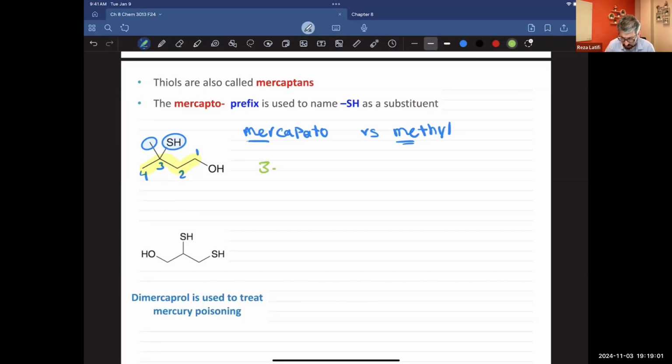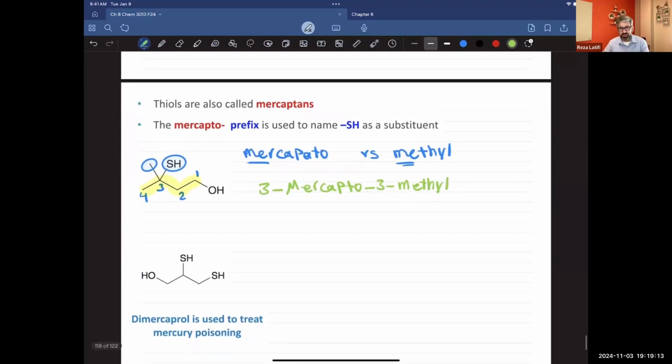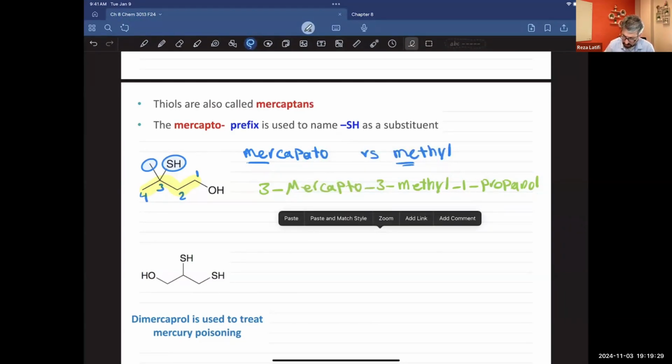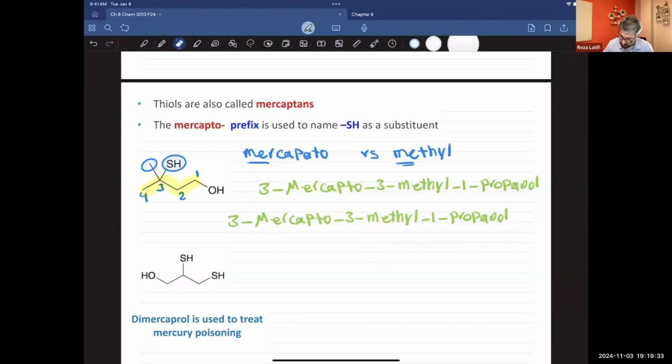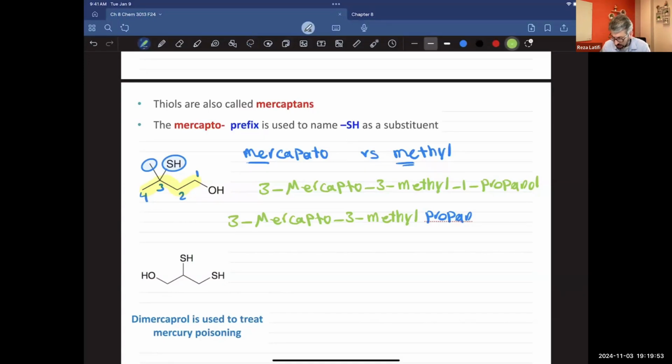So this is going to be 3-mercapto, and then 3-methyl. And where is OH? On the first carbon, so I can say 1-propanol. That's one way to name it. Another way to name it: just copy paste this and change the position of the OL. I'm going to get rid of this part, 1 and OL, and move this one here. Let me change the color so you can track what I did. So propane, I got rid of the E, and now I say dash 1 dash OL. That's another way to name it.